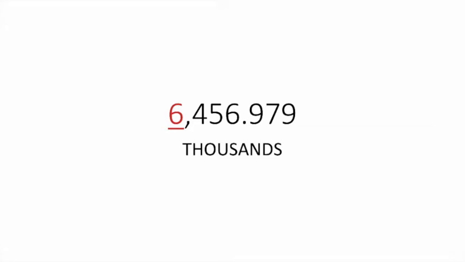Well, this first number 6 is in the thousands place. The 4 is in the hundreds place. The 5 is in the tens place. 6 is in the ones place. Now that first 9 after the decimal is in the tenths place. The 7 is in the hundredths place. And the last 9 on the edge here is in the thousandths place. We could keep going with this, but these are the ones you will use the most often.